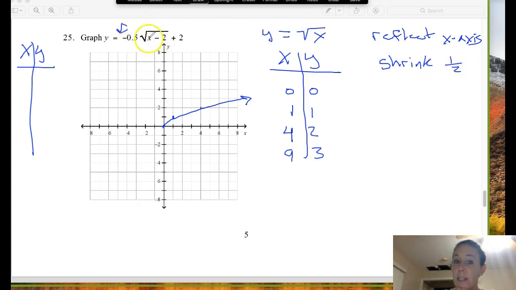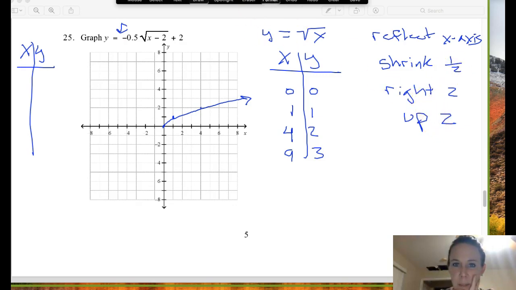Then I shifted. Inside the parentheses is always opposite. Remember, it's x minus h plus k, so it's the opposite here. So the x value actually goes right 2, and then the y value is always straight up, and you go up 2. So remember, opposite, straightforward. X value right 2, up 2. So I reflect my original over the x-axis. I shrink it by 1/2. I move it right 2, up 2.